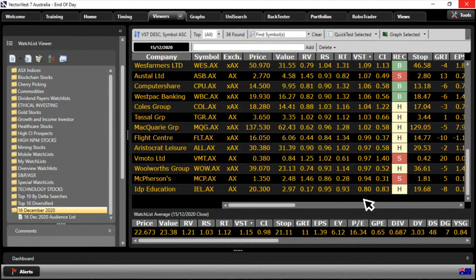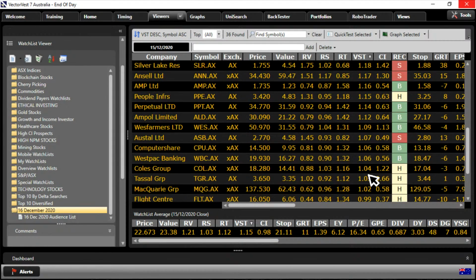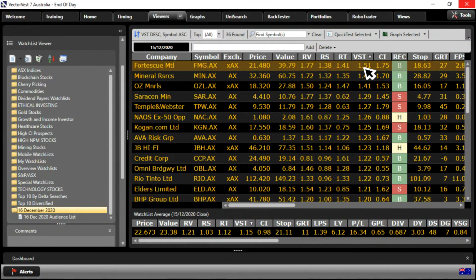I must admit the stocks you've given me here on average are pretty good. This is not too bad a list. I've seen much worse with much lower VST scores. But the best combination, fundamentals and technicals, is at the top of the list. All right, so what does VST comprise of?